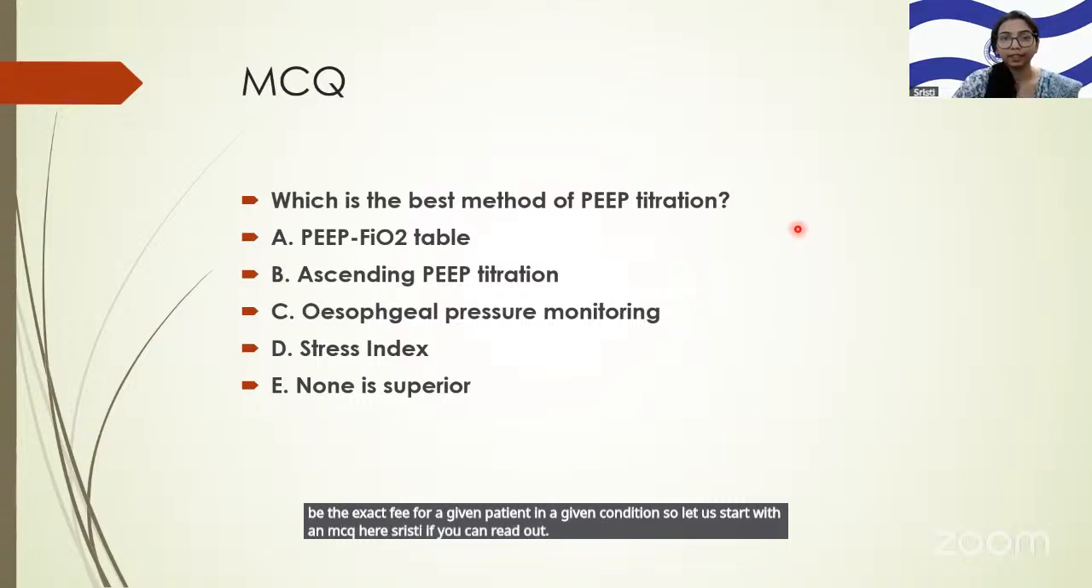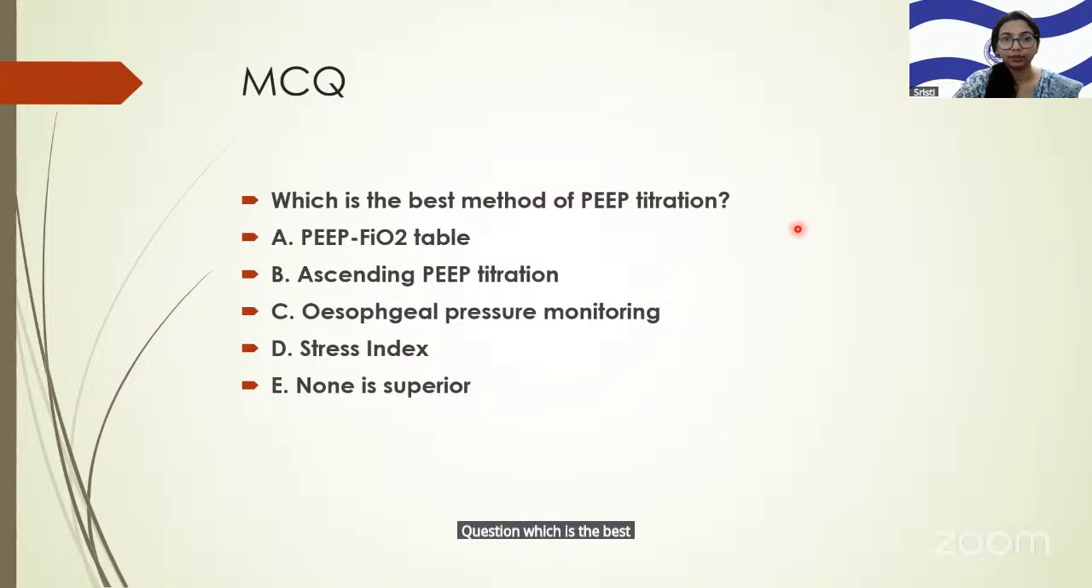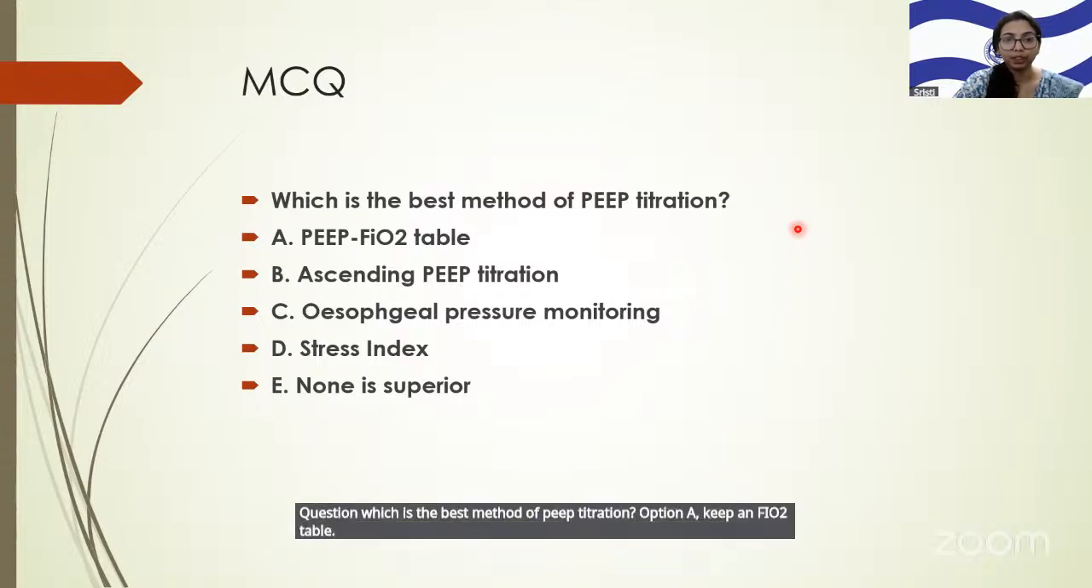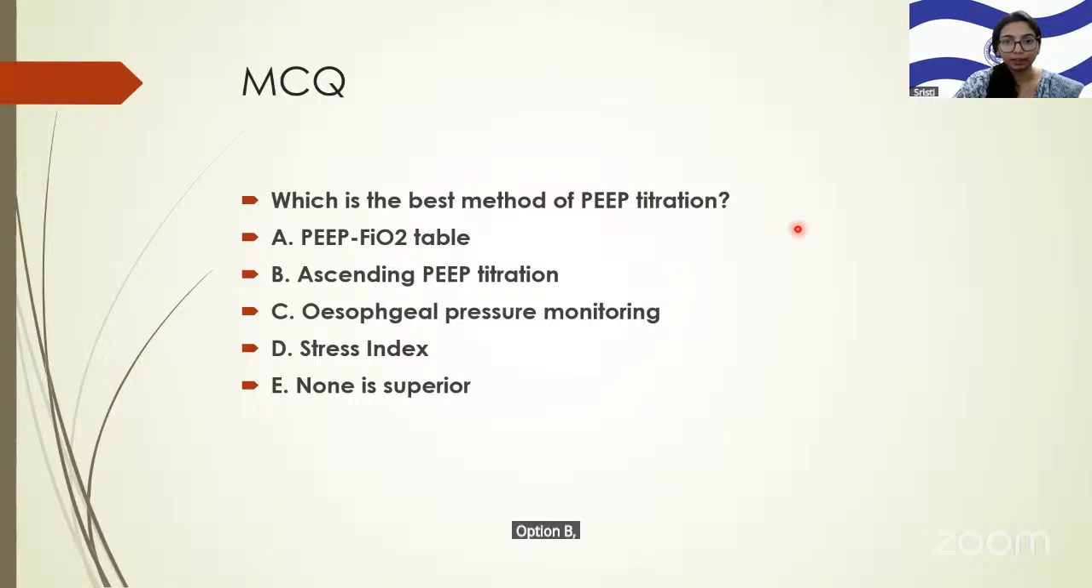Question: which is the best method of PEEP titration? Option A, PEEP and FiO2 table. Option B, ascending PEEP titration. Option C, esophageal pressure monitoring. Option D, stress index. And option E, none is superior. Yes, you can put your answers in the chat box.